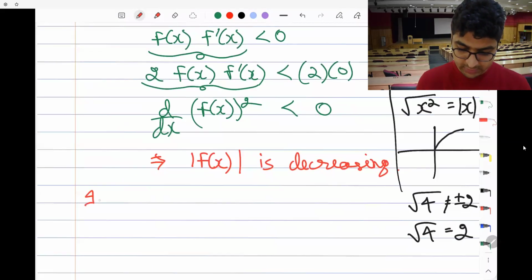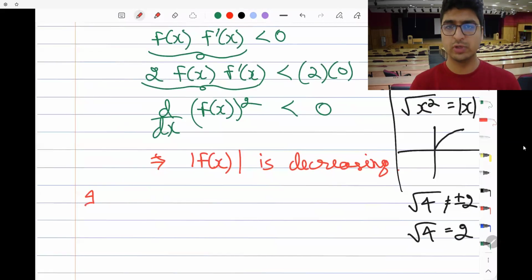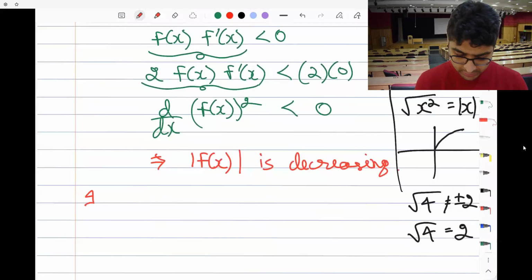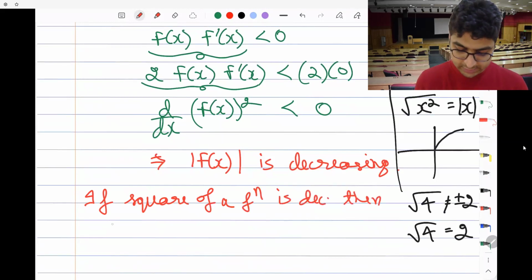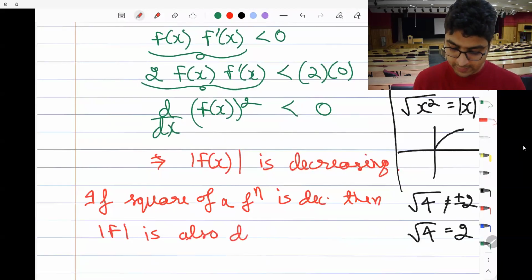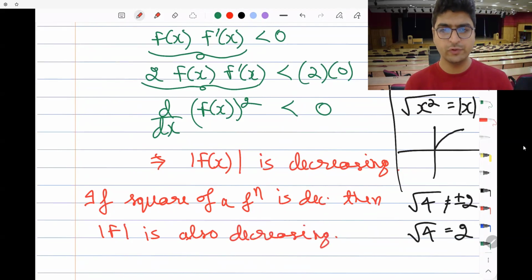अगर आप इस चीज को प्रूव करना चाहो, that can be done easily. You can assume some numbers like a less than b, तो f of a less than f of b करके, f of a more than f of b करके, you can start doing that. Anyways, let me give you the property: if the square of a function is decreasing, then mod of f is also decreasing. ठीक है, if you want the proof of this, then do let me know. I'll provide you that.